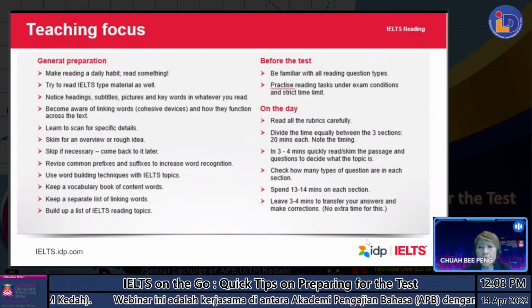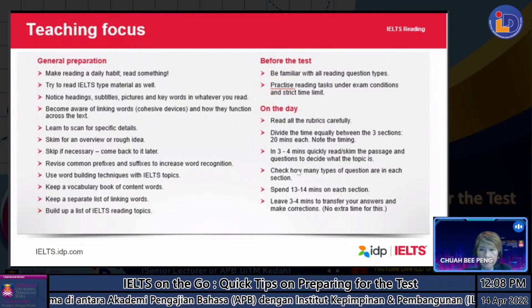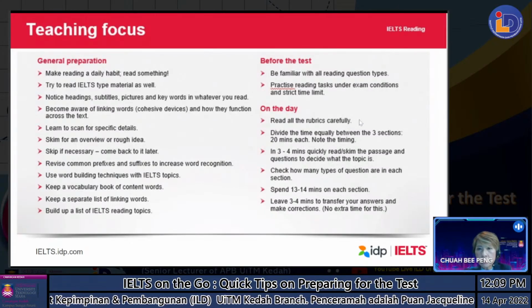But for MUET, I think for listening, they are very, very kind. They let you listen to it 2-3 times. This one is only 1 time. So reading is like that. And also read all the rubrics carefully, like I said, because sometimes they will need you to put in 2 words, 3 words for listening as well. So read the rubrics carefully and comply with the requirements.